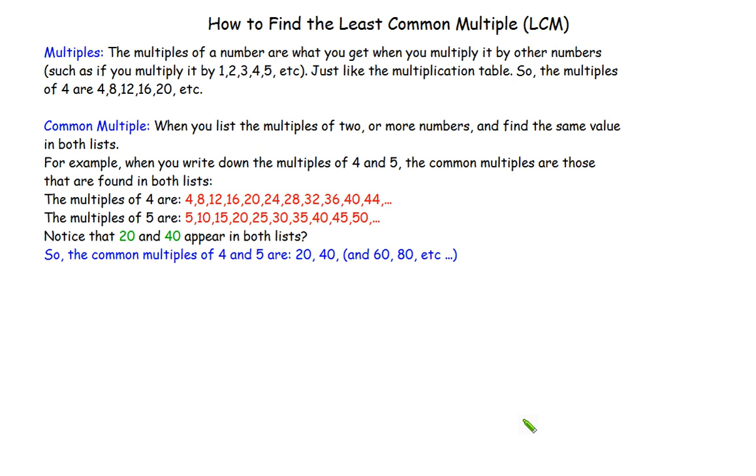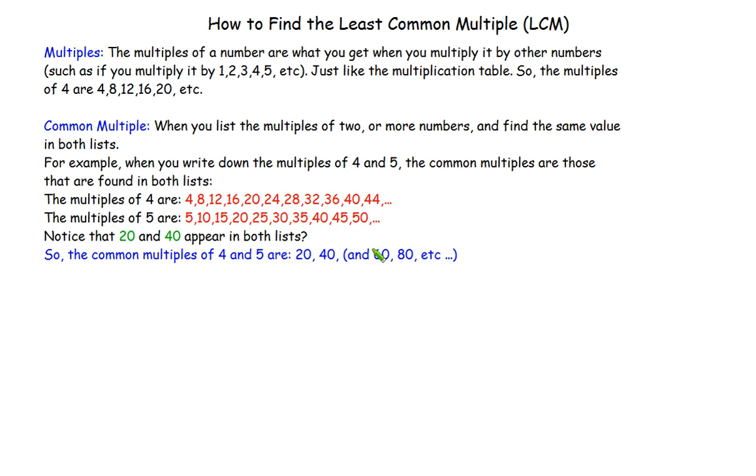In this lesson, we're going to find out the least common multiple between two numbers. Before we do that, we have to go over some vocabulary. The word multiples, for example. The multiples of a number are what you get when you multiply it by the other numbers. So basically your times table.